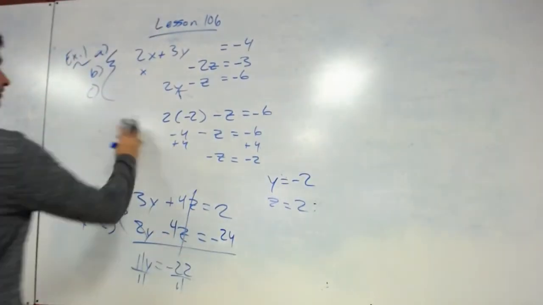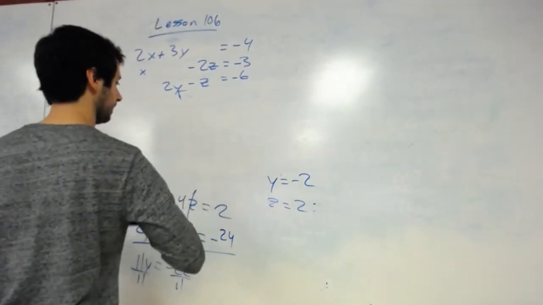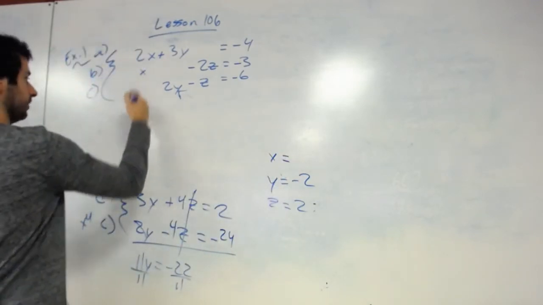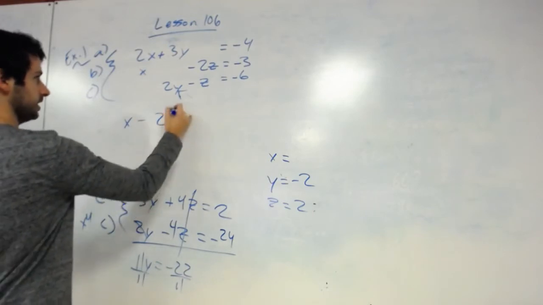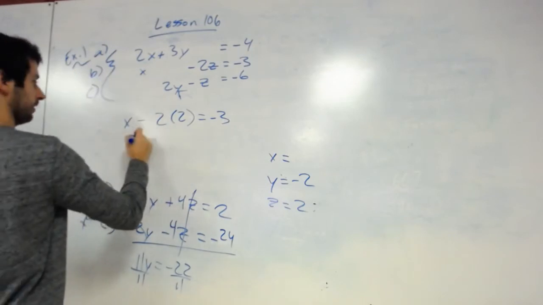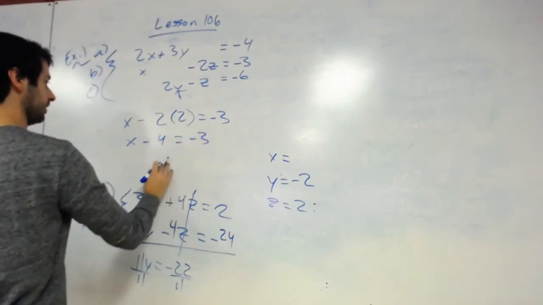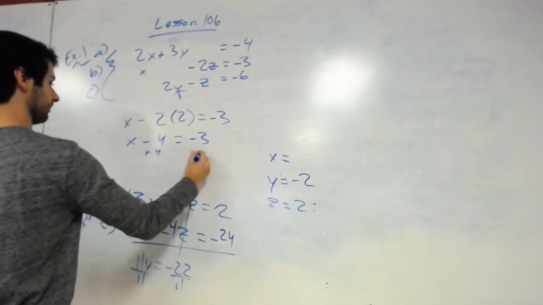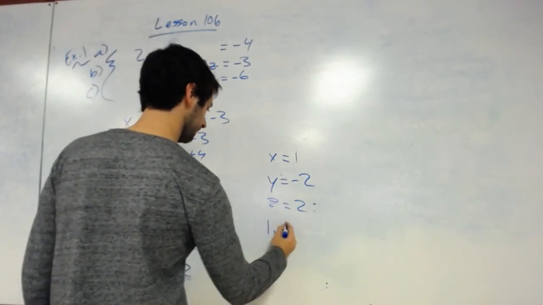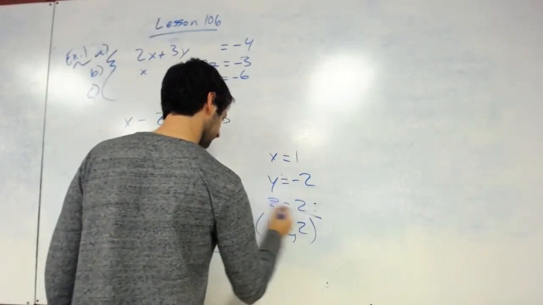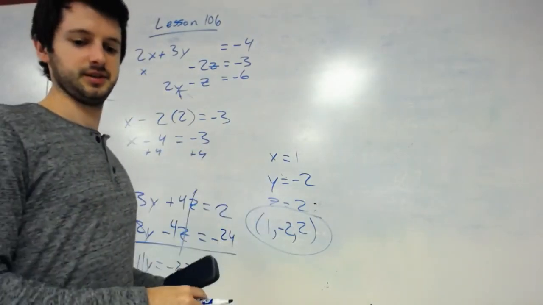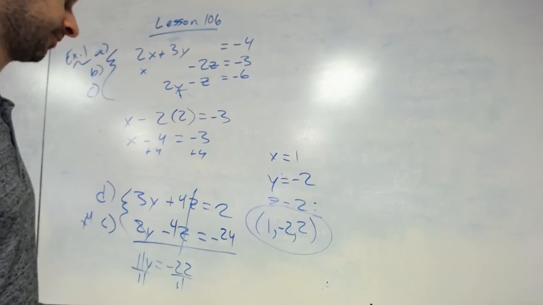And now we just need to find x. I'll use this one. X minus 2z, which is 2, equals -3. So I'm using equation B. X minus 4 equals -3. Add 4. X equals 1. And yes, you do write them as the ordered triple 1, -2, and 2. And that is how you do some more advanced substitution or elimination for three different equations.